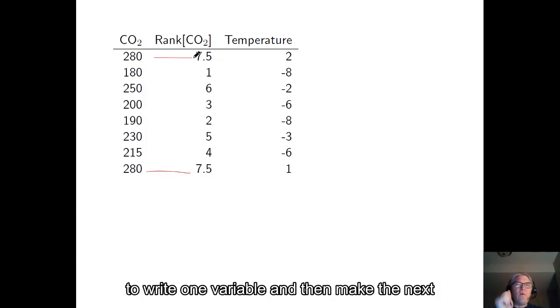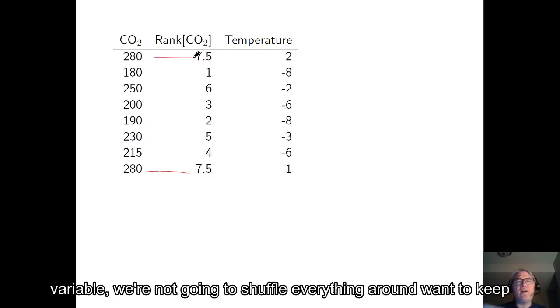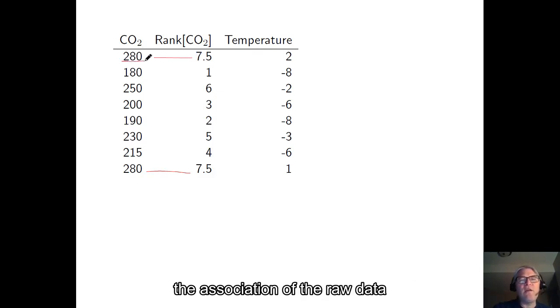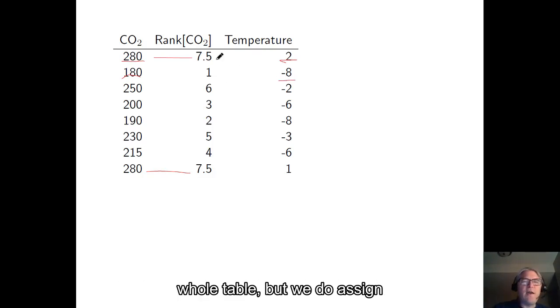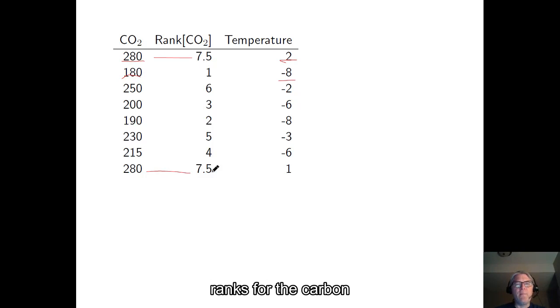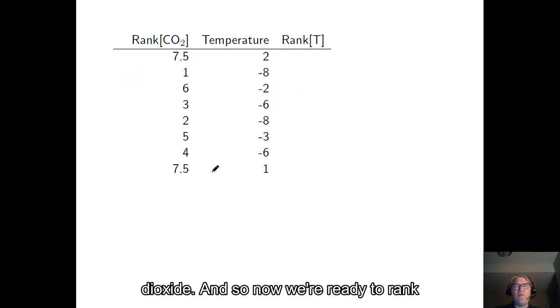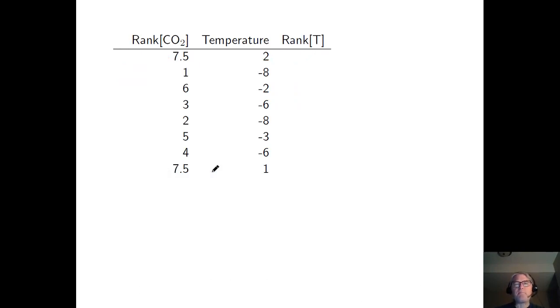Remember, you were going to rank one variable and then rank the next variable. We're not going to shuffle everything around. We want to keep the association of the raw data in the original pairs. So we don't shuffle the whole table, but we do assign ranks for the carbon dioxide. And so now we're ready to rank based on the temperature.